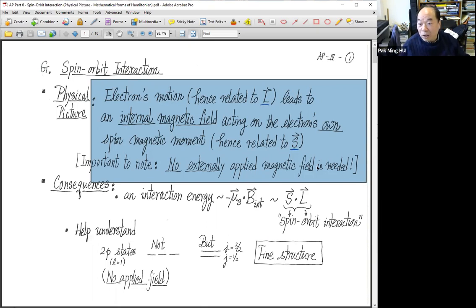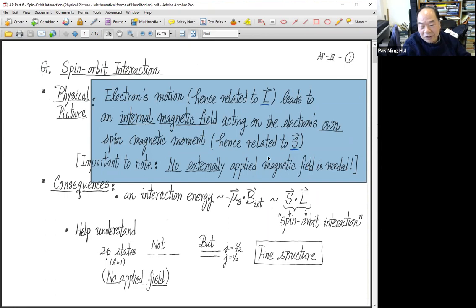Then you may think, what is the role of the nucleus, right? The nucleus is responsible for providing a potential energy term. You know, the Coulomb potential energy term, okay? So the complete story is as follows. An electron moving in a potential energy landscape provided by the nucleus will generate a B field, a magnetic field, interacting on its own spin magnetic dipole moment, okay?